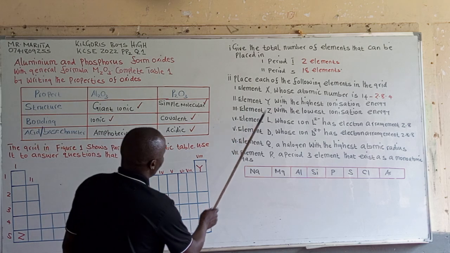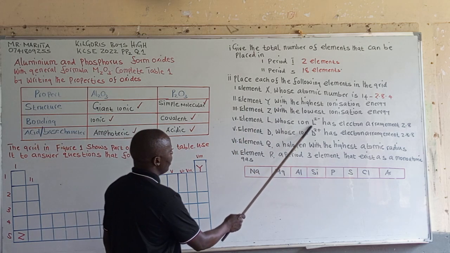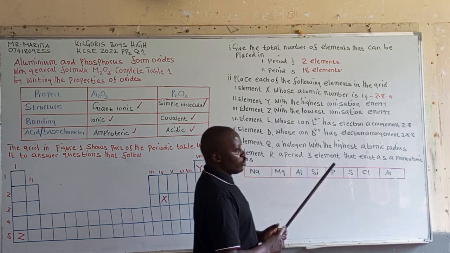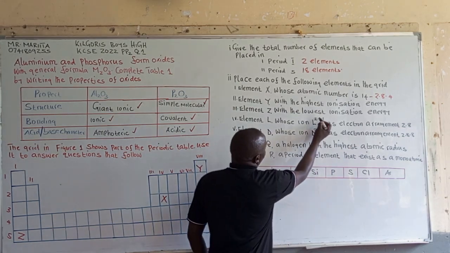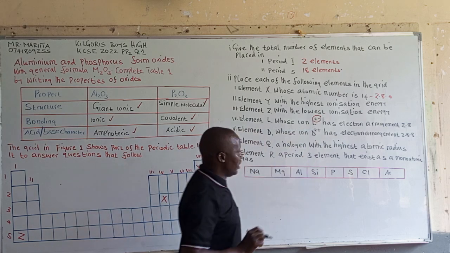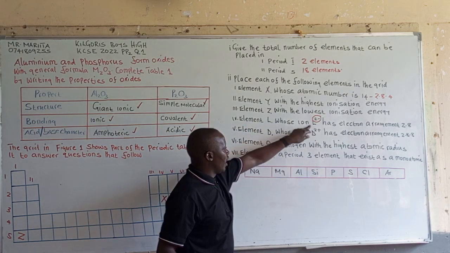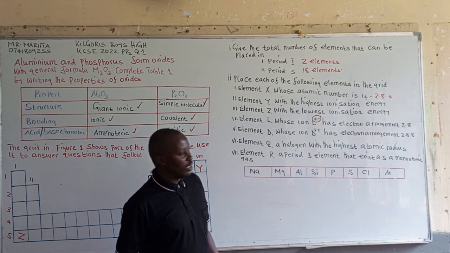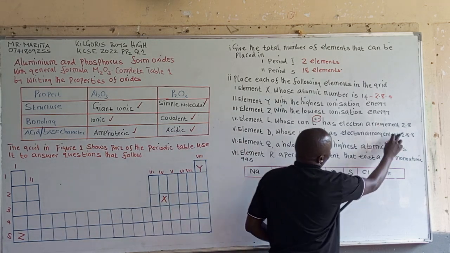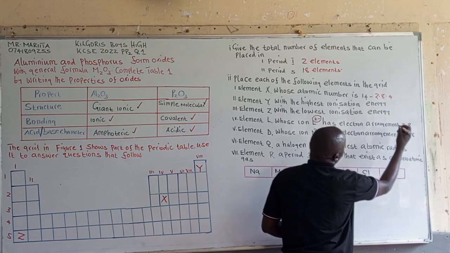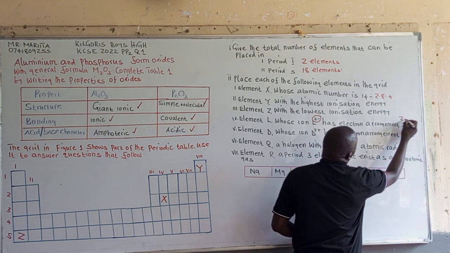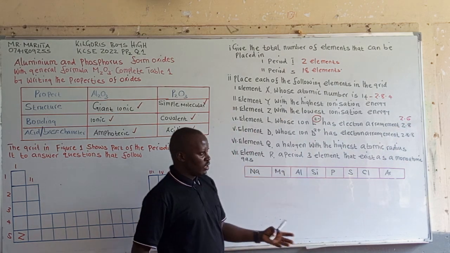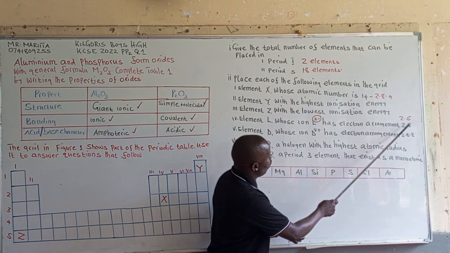Then we have element N, whose ion N2 minus has an electronic arrangement of 2.8. This negative means that element N forms an ion by gaining 2 electrons. So if it forms an ion by gaining 2 electrons and the ionic configuration is 2.8, the atomic configuration will be 2.6. Such that if it gains the 2 electrons, the ionic configuration will be 2.8.